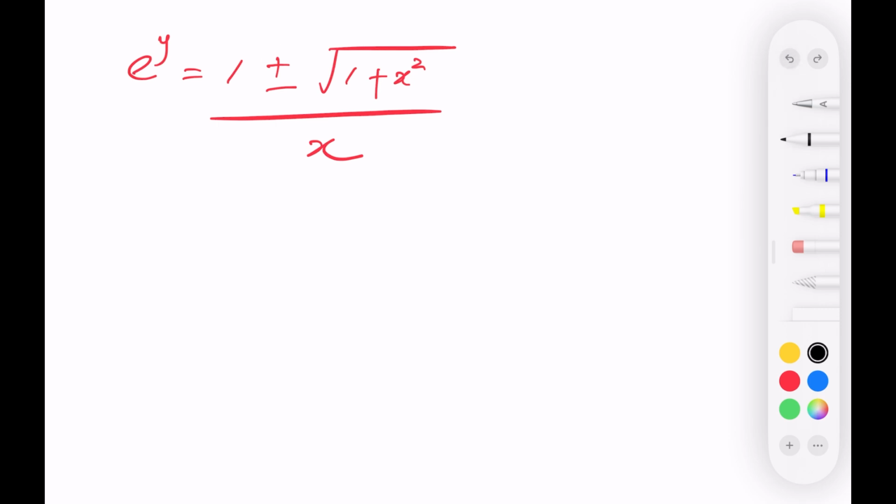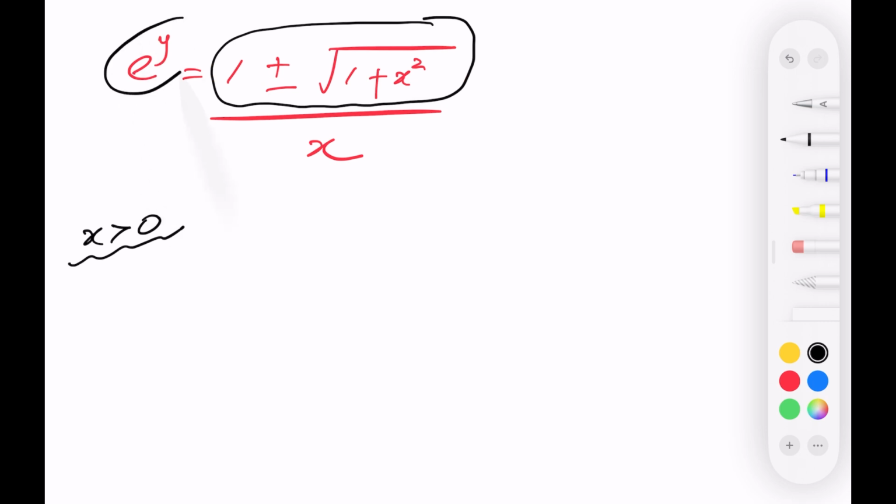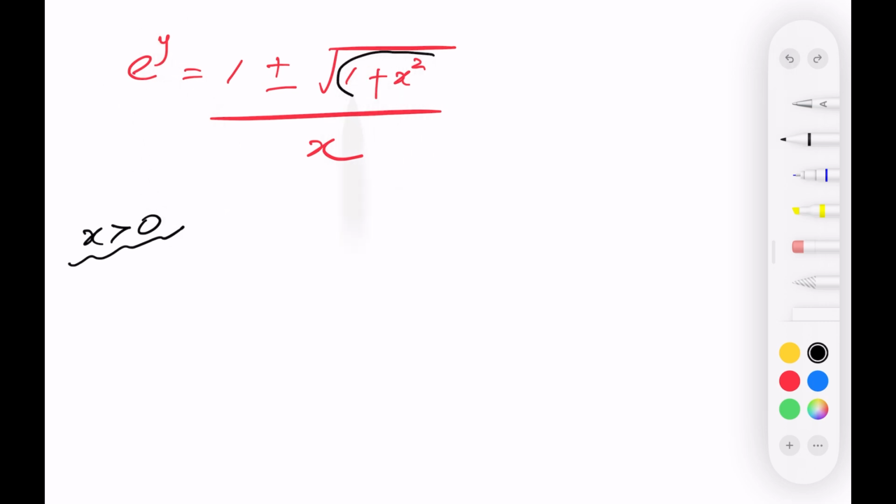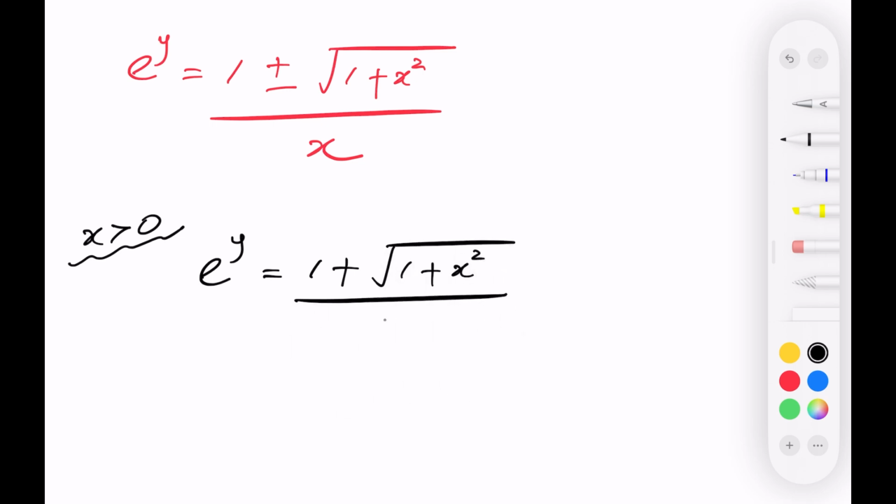Well, that can be discussed under two situations. One situation is when x is greater than 0. If x is greater than 0, the denominator is positive, and I need to make sure that the numerator is also positive because I need e to the y to be positive. Since 1 plus x squared, for all real values of x, is more than 1, if I subtract that from 1, then the numerator will be a negative value. Therefore, when x is positive, my e to the y should be equal to 1 plus square root 1 plus x squared, all of that divided by x.